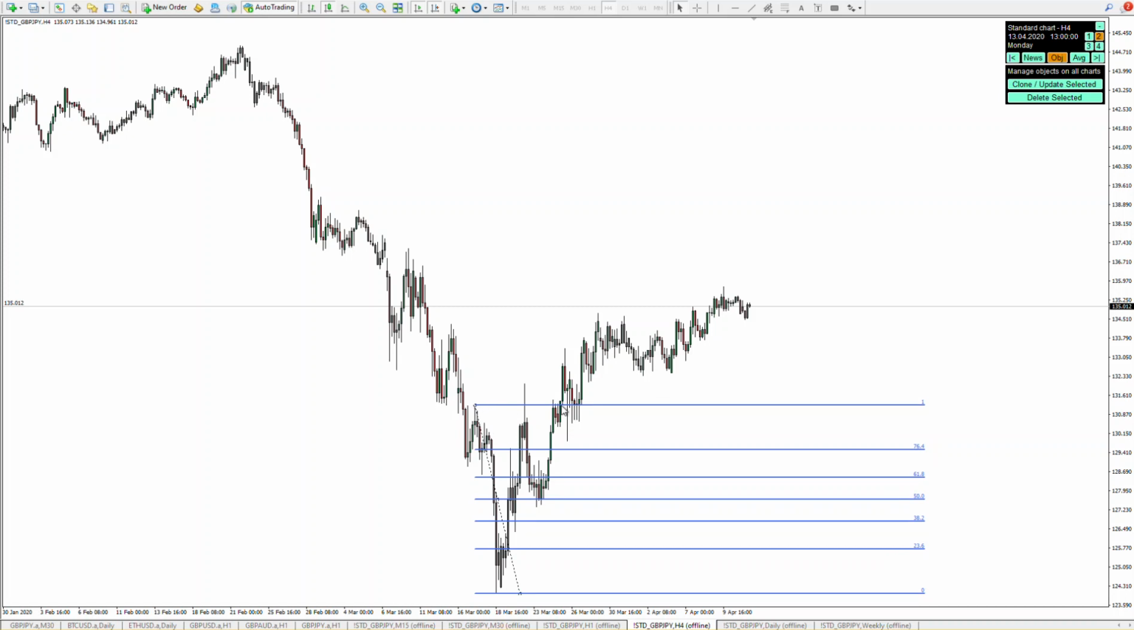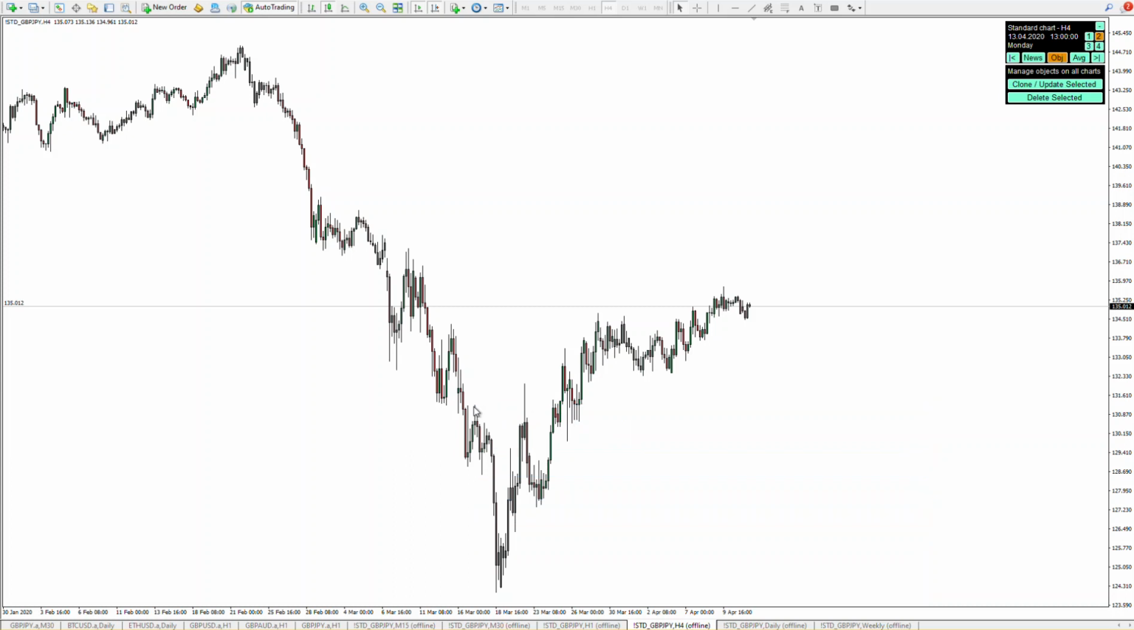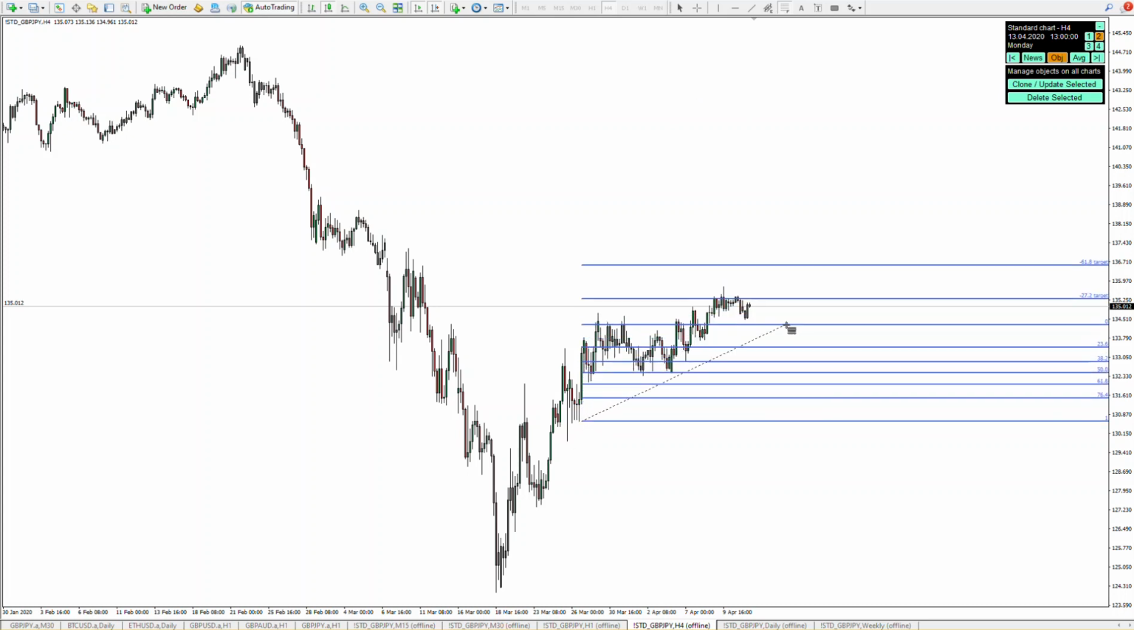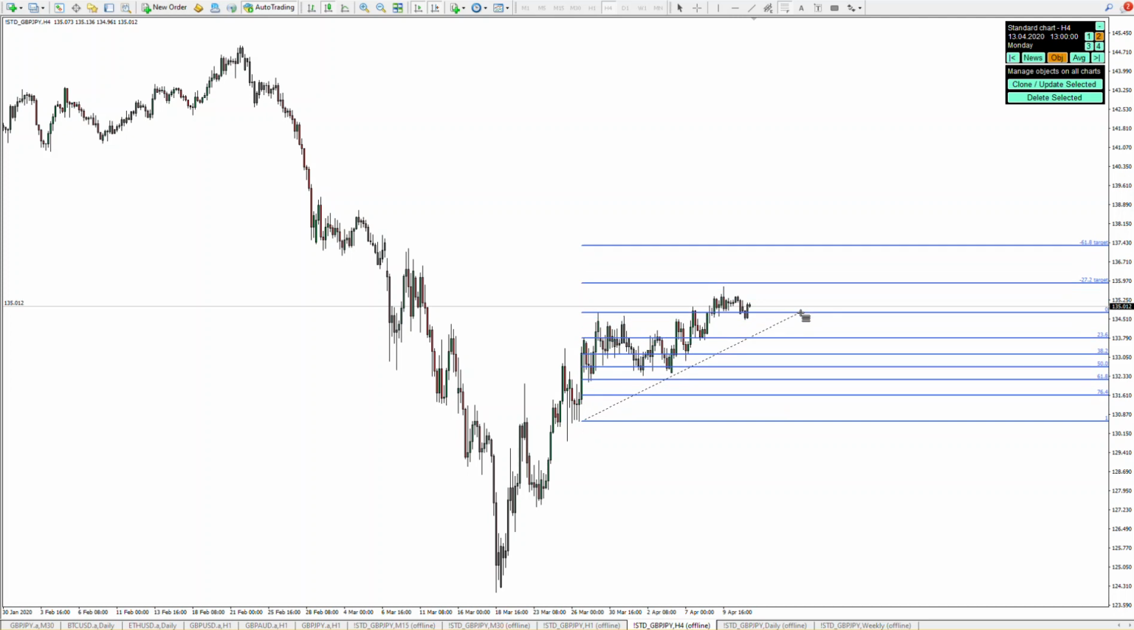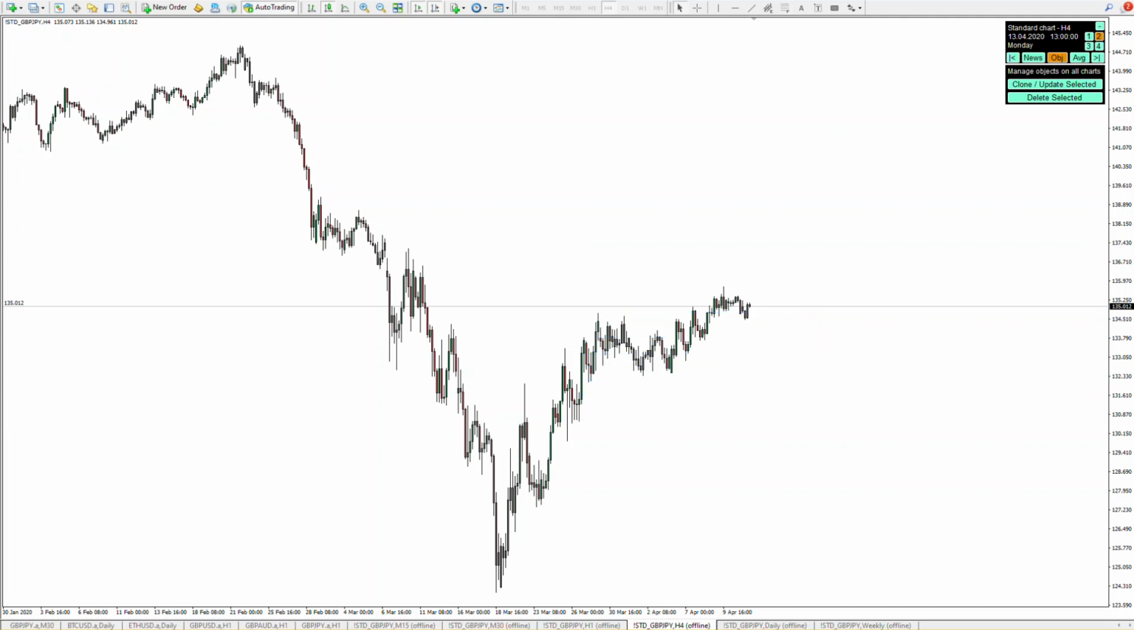Then this high was broken by this candle, meaning we are bullish now. We are bullish now. We are bullish.